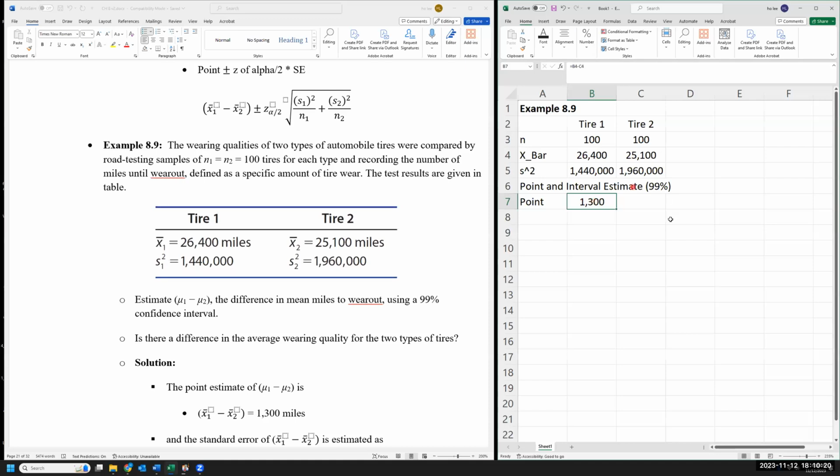Why? The rule of thumb is basically because we want the average to be greater than 0. It's a little harder to explain and present when the average is negative. It doesn't matter. It's just a rule of thumb to make presentation easier. So always put the bigger sample average as population 1, and the smaller sample average, call that population 2. All right. Now let's do the interval estimate.